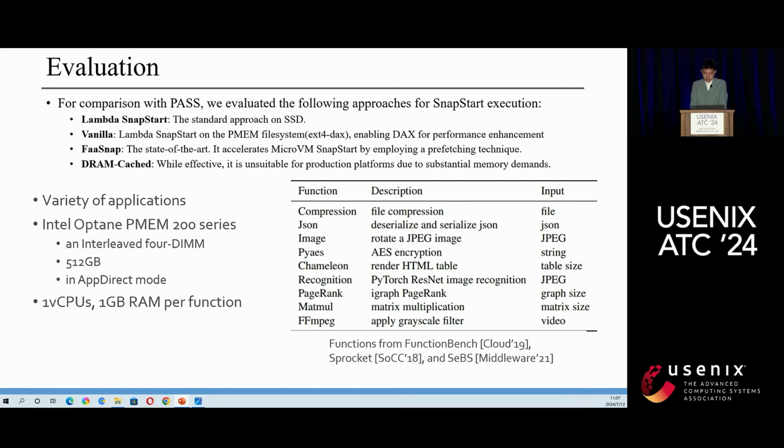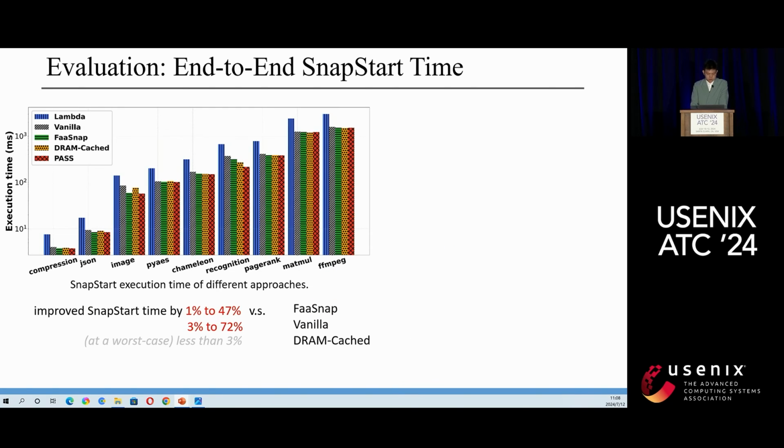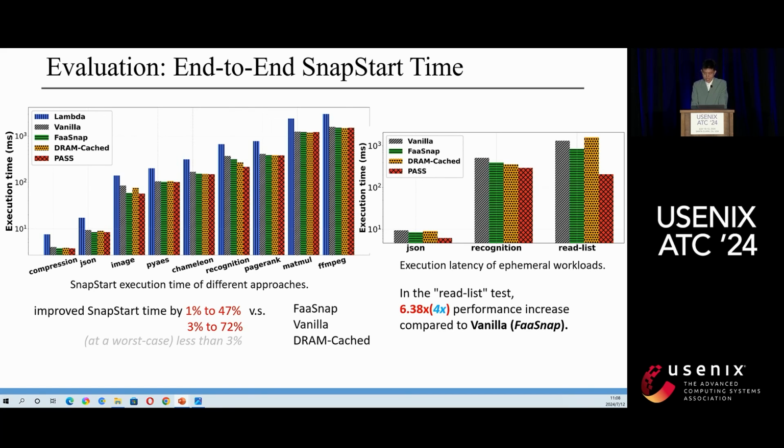In our evaluation, we chose four other approaches for comparison and selected several workloads for performance measurement. For end-to-end SnapStart execution time, PaaS achieves up to 72% reduction compared to the vanilla, and 47% reduction compared to FaaSnap. And PaaS achieves similar performance to the DRAM cached approach. PaaS significantly improves performance in ephemeral workloads. In ephemeral workloads, PaaS outperforms the vanilla by over 6 times and FaaSnap by 4 times.